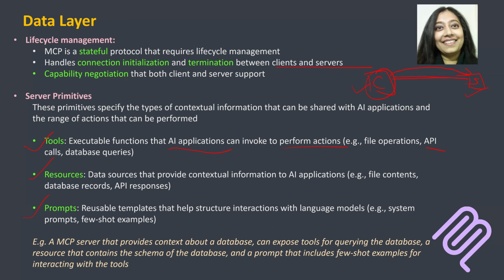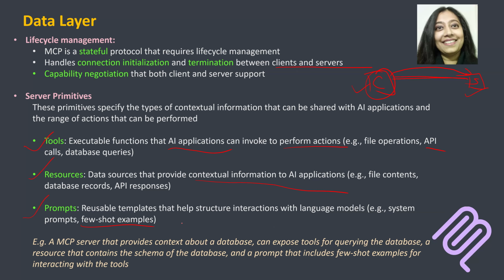We have resources. These are data resources that provide contextual information to AI applications. Could be database records, could be file contents, could be anything else. And prompts are nothing but reusable templates that help structure interactions with the language models. And what servers basically provide are some few-shot examples of these prompts.